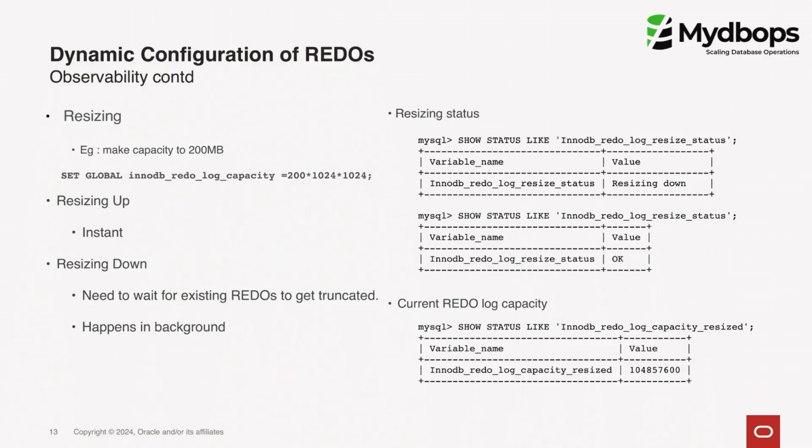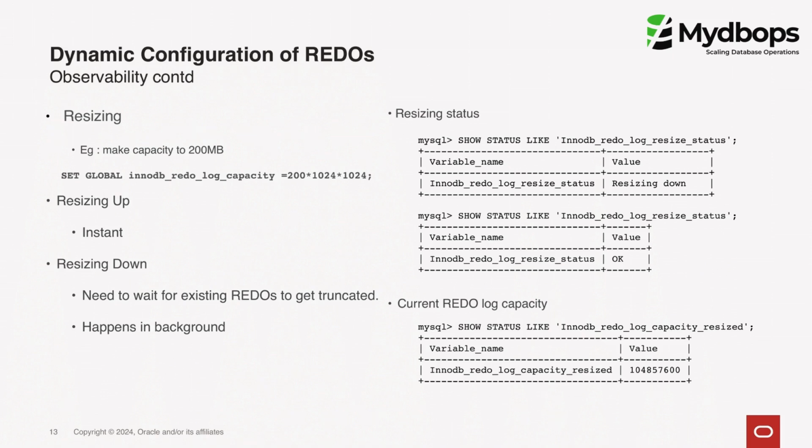Right, so as I said, the REDO log file capacity can be changed dynamically. So let's say I want to make my REDO log file capacity 200 MB. I run this command: set global innodb_redo_log_capacity equal to 200 MB. If you are resizing it up, let's say your REDO log capacity is less and you are increasing it, it is instant, right? So we just have to calculate how many files should be there and what should be the size of each file.